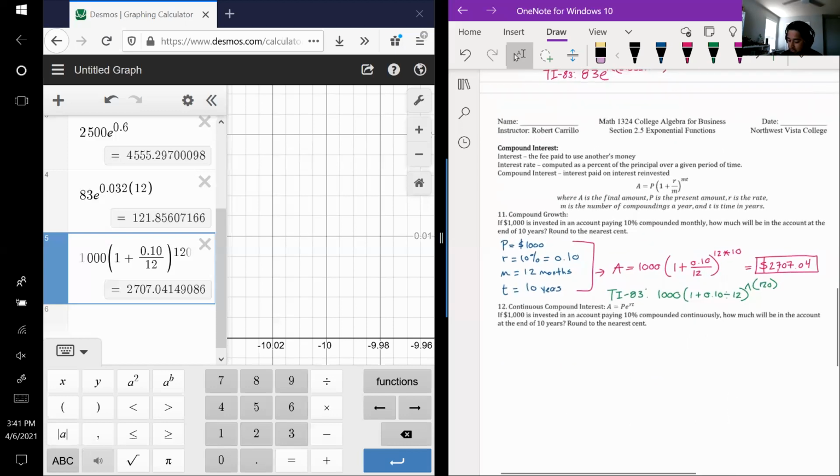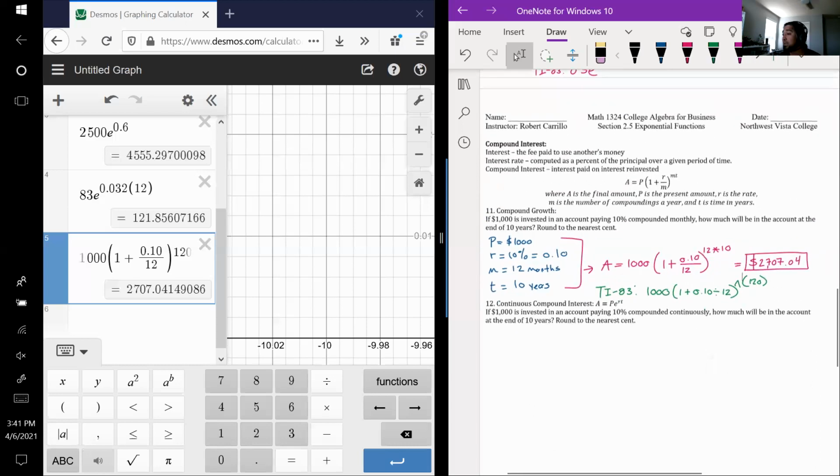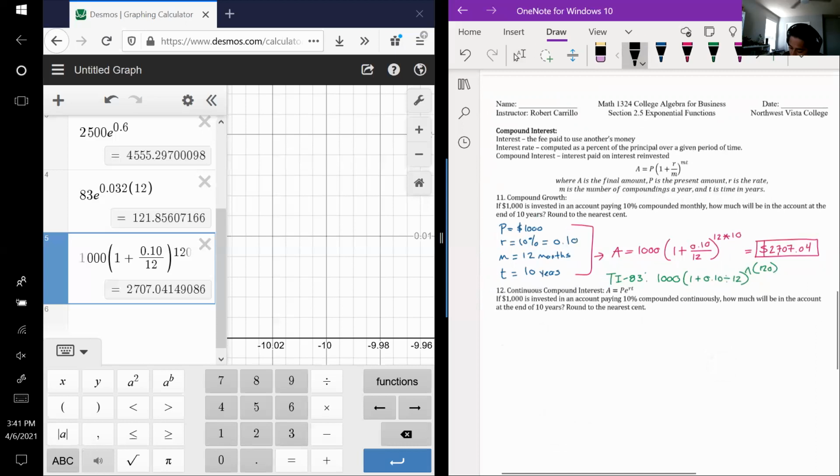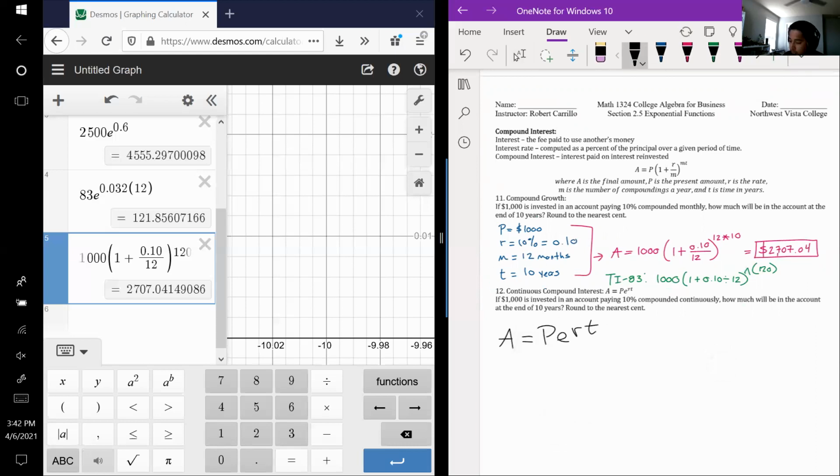Okay. Number 12. We are using a new formula now, which is at the top there. It's called continuous compound interest. The formula is A equals P times E to the RT. So this formula, I like to call it PERT. So again, P is the beginning investment, E is your exponential base, and then R is your rate, and T is for time in years.